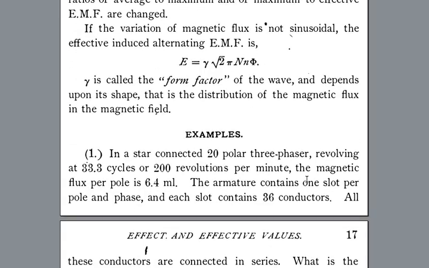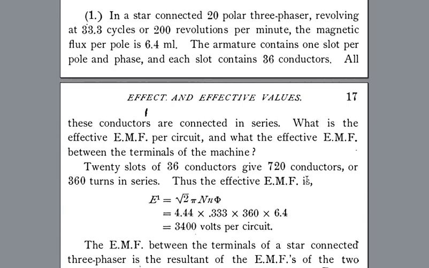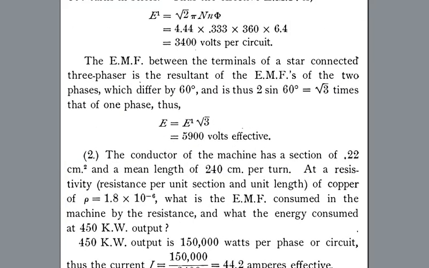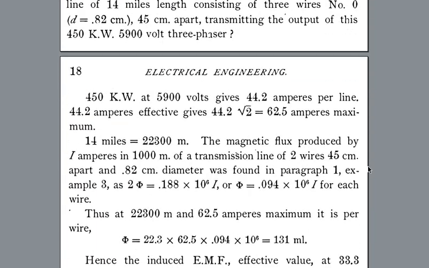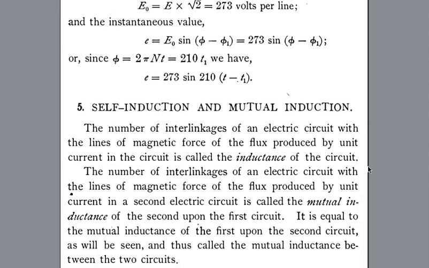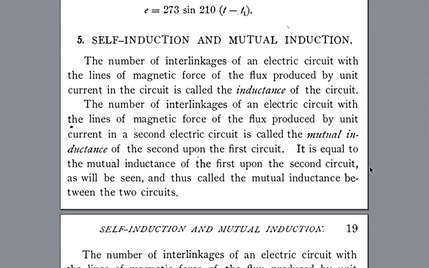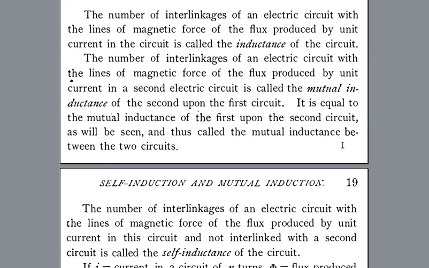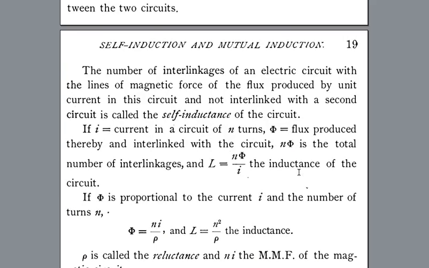Section 5. Self-induction and mutual induction. The number of interlinkages of an electric circuit with the lines of magnetic force of the flux produced by unit current in the circuit is called the inductance of the circuit. The number of interlinkages of an electric circuit with the lines of magnetic force of the flux produced by unit current in a second electric circuit is called the mutual inductance of the second upon the first circuit. It is equal to the mutual inductance of the first upon the second circuit, as will be seen, and thus called the mutual inductance between the two circuits.